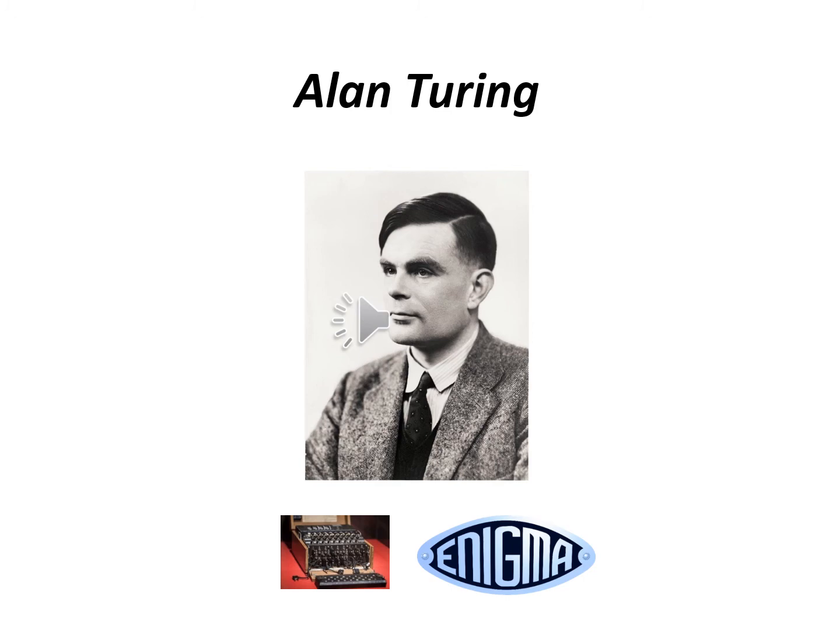Alan Turing was an English computer scientist, mathematician, logician, cryptanalyst, philosopher, and theoretical biologist. Turing is widely considered to be the father of theoretical computer science and artificial intelligence. Turing's work was extremely important in cracking the Enigma code and winning the war.